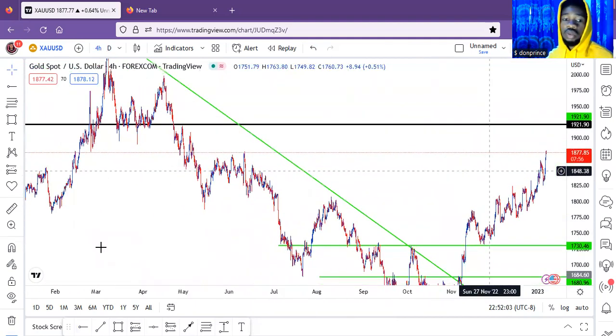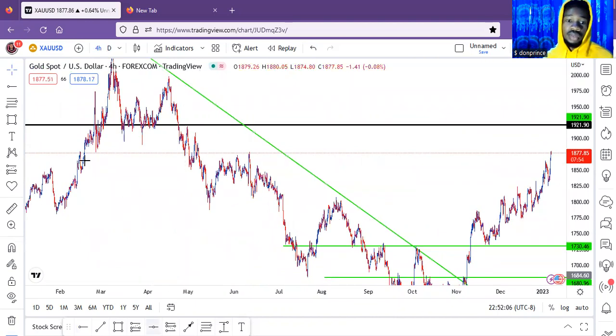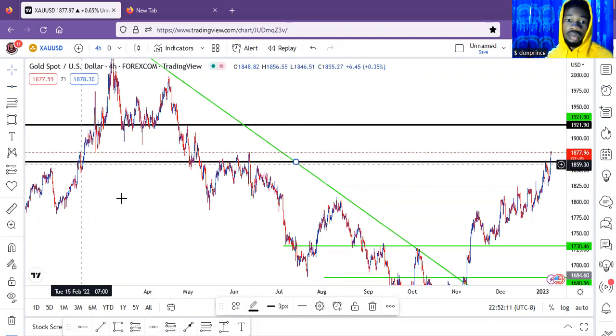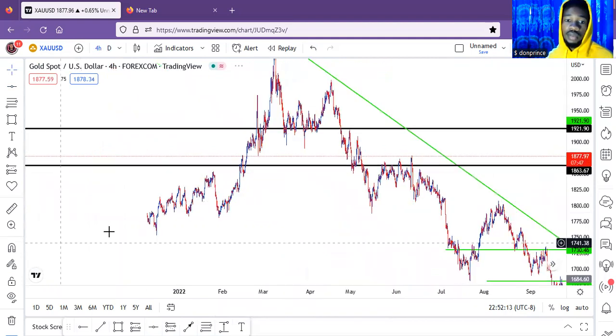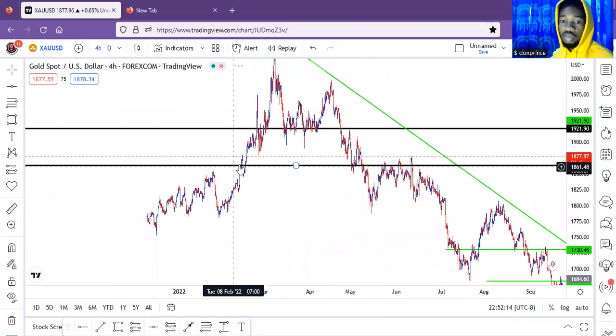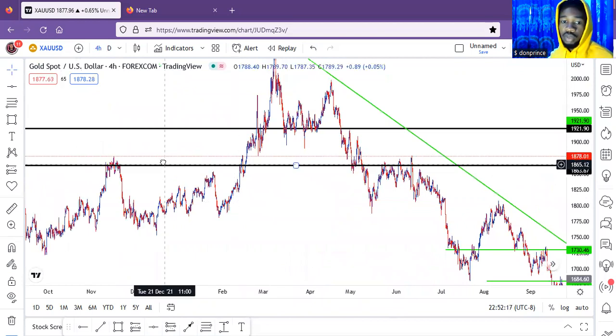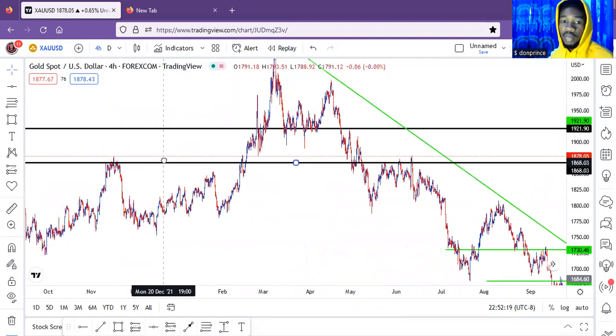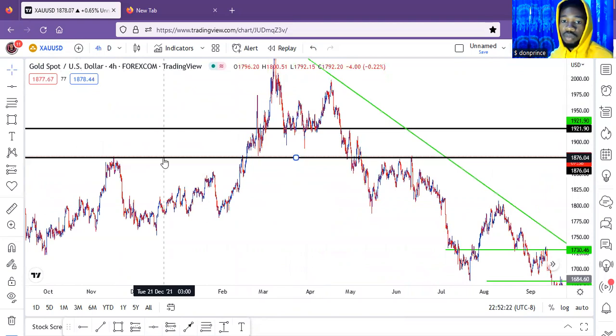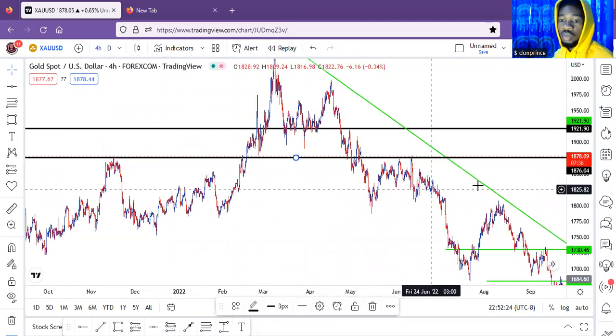So we have another resistance stopping price around here, right? Price came here and touched it multiple times, right? And moved up a little bit more.